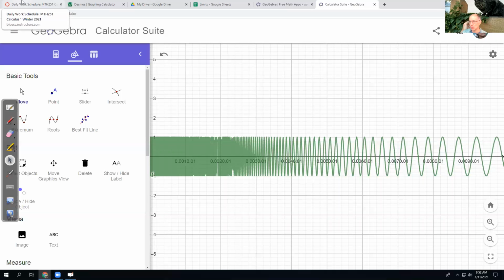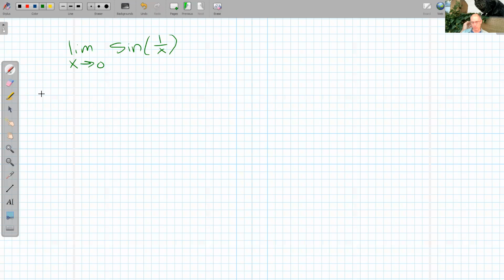Limits can get really weird. Most of the stuff we've looked at in pre-calculus is pretty straightforward. But this one, all I can say is it does not exist, because we have these oscillations going on.